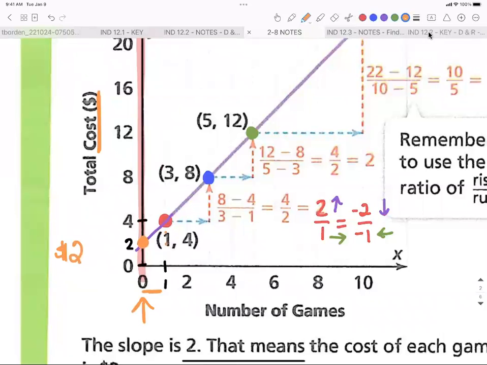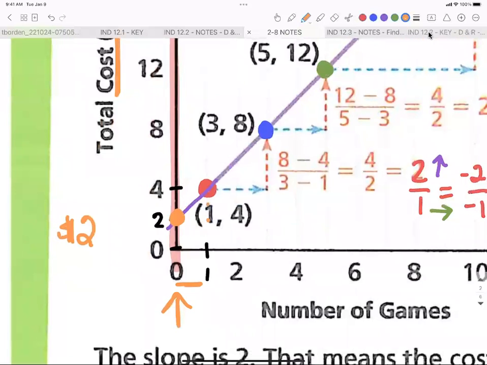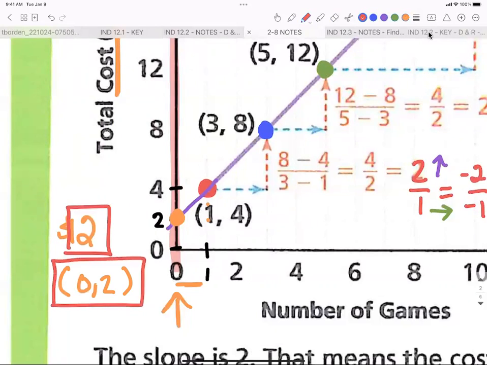And then if you move up from there, you're still going to spend that $2 on shoes, but your game price is going to change. All right. Now I asked what that point was and Jordan said what? 0, 2. I want you to know this because you've got to pay attention to what your homework is asking. If it simply says, what is the y-intercept? You're just going to put the number 2. If it says, what are the coordinates or what is the point of the y-intercept? You're going to put in the coordinate 0, 2.